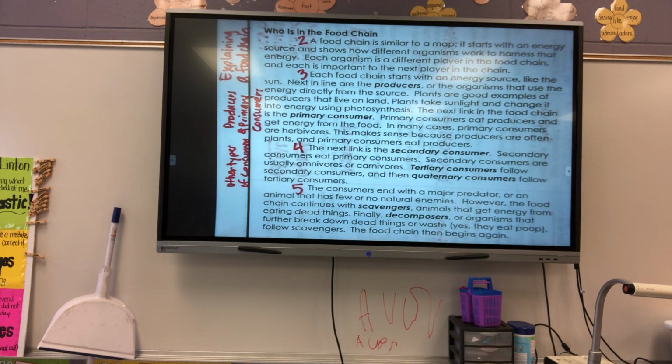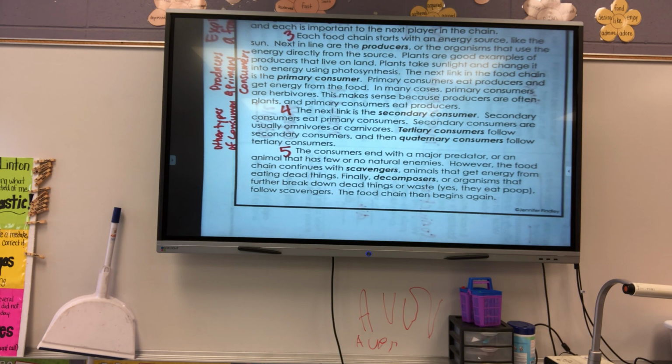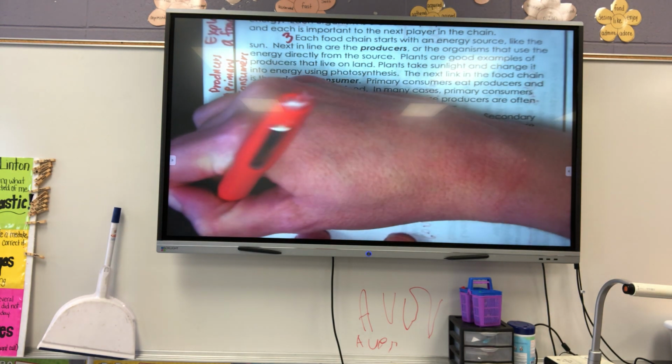All right, so let's look at paragraph five. Read paragraph five and then raise your hand if you can tell me what the main idea for paragraph five is. What is the main idea for paragraph five, Maddie? Scavenging. Scavengers and decomposers.